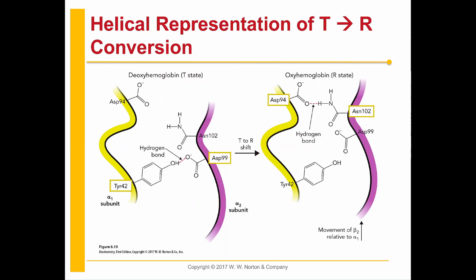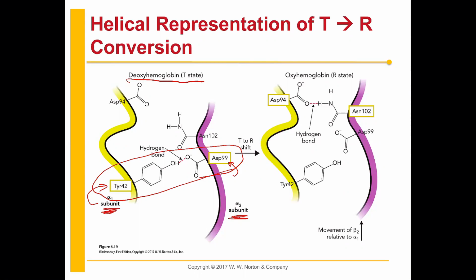This is our example of how a non-covalent interaction can induce a conformational change. So here we have our deoxy, or our T state. In the T state, we have a hydrogen bond right here between these two residues. Now these two residues are on different subunits. When you have that tyrosine 42 in the alpha 1 subunit, here's our tyrosine, and we have aspartic acid in our other subunit.